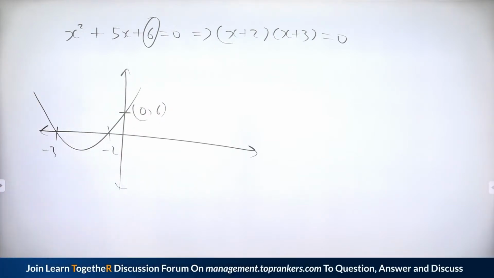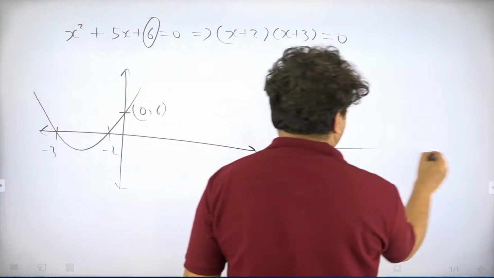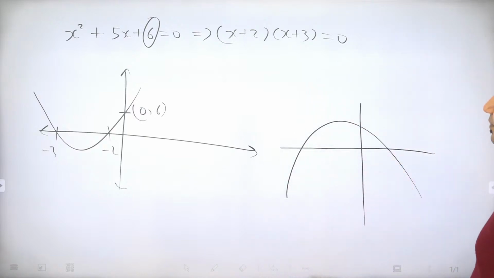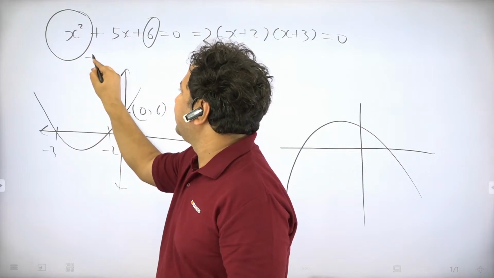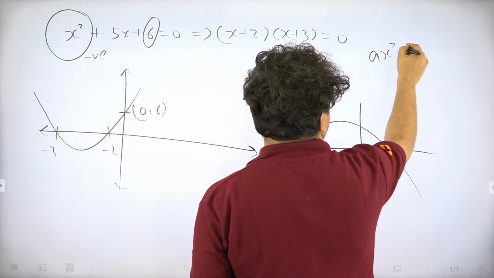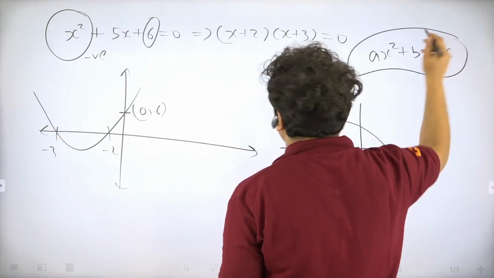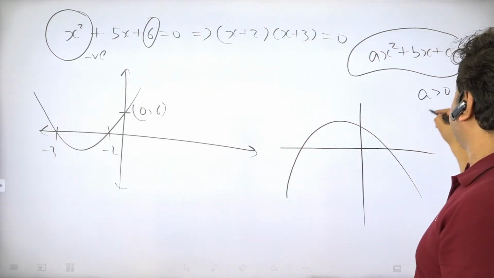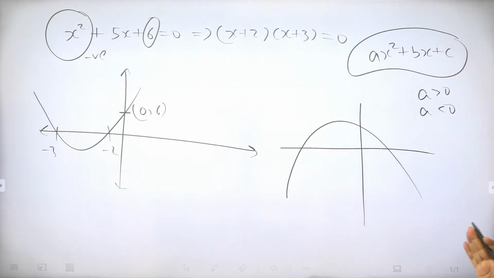This is how a parabola looks. Now the parabola can be facing downwards as well. We can have a parabola like this as well. Whenever we have this kind of parabola, the coefficient of x squared will always be negative. So for a general quadratic expression ax squared plus bx plus c, whenever we try to draw a graph, it will always be an upward facing parabola if a is greater than 0, but if a is less than 0, it will be downward facing. That is how we draw the graph.